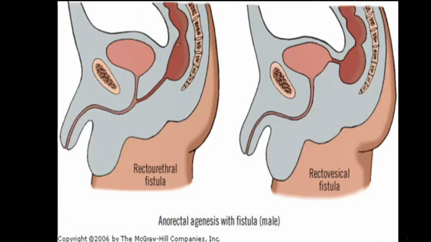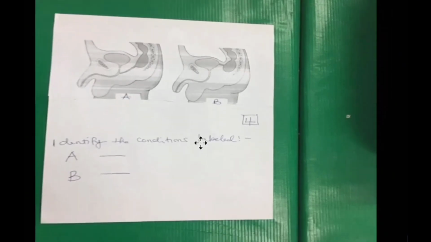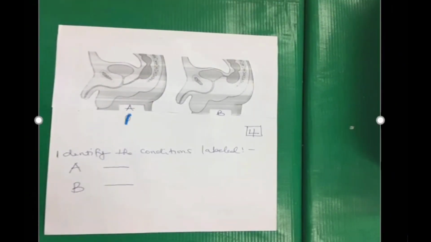As you can see right here, in the picture we're having in this model, this printed sheet of paper, they ask you to identify A and B. A right here is actually a linkage between the rectum here and the urethra. This one is a linkage between the rectum and the bladder. Let me show you a more fanciful picture for that.